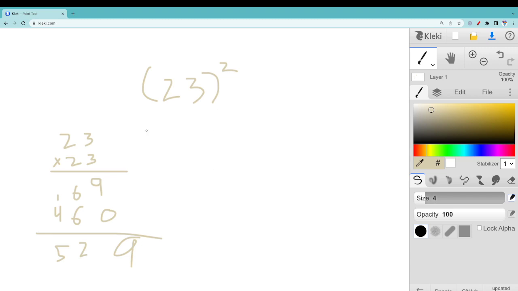But let's say we want to use this equation instead. Well, we can rewrite that as 20 plus 3, the whole squared, because we know what 20 squared is and we know what 3 squared is. So let's say we want to use that instead. Okay, well, how do you do that?